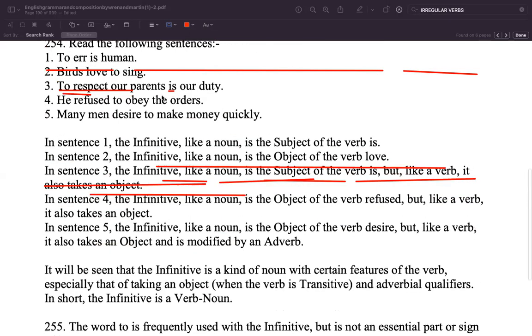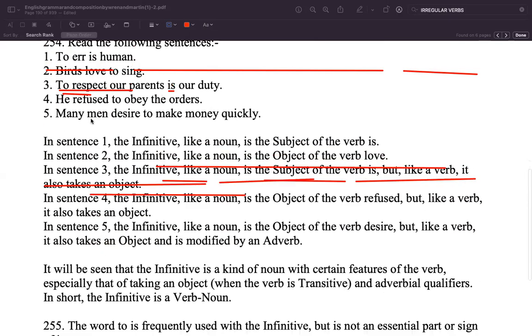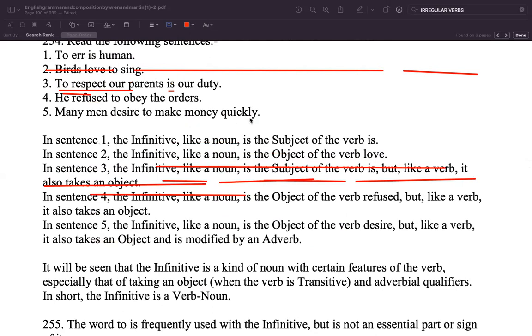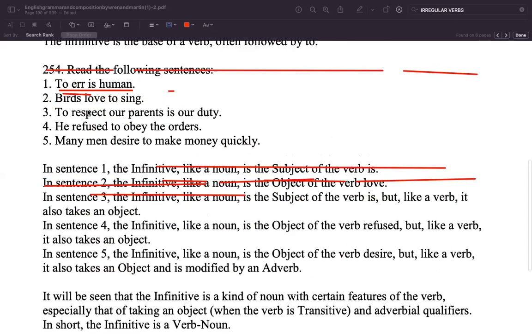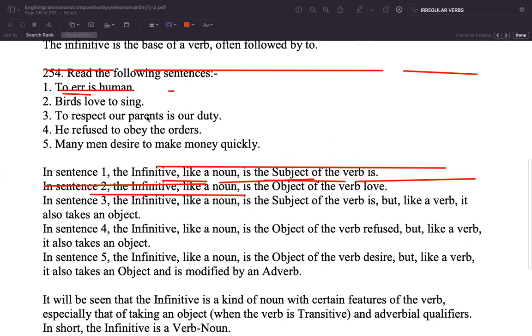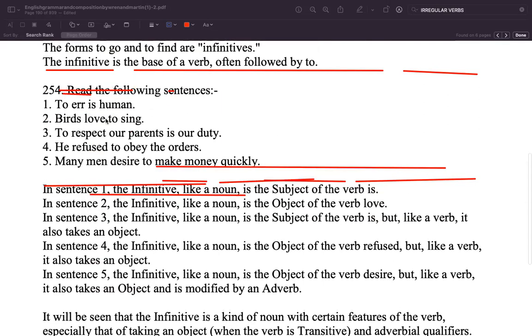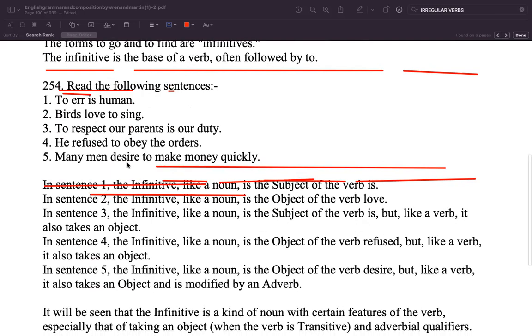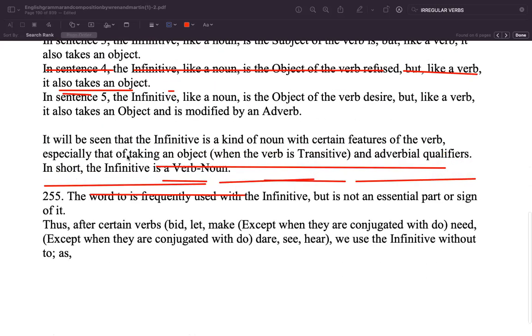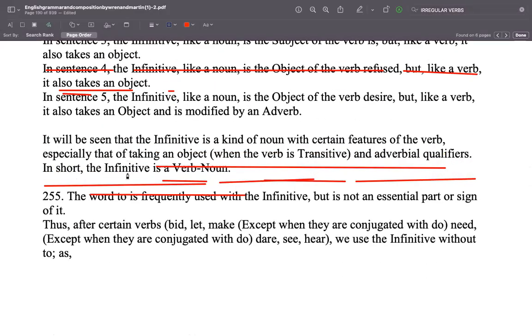If I say here, many men desire to make money more quickly. To respect our parents is our duty. Or birds love to sing. So here you will find to sing, to respect, to obey, to make. They are called infinitives, and therefore the verbs love, refused, desire can be called a transitive verb, right? So next.